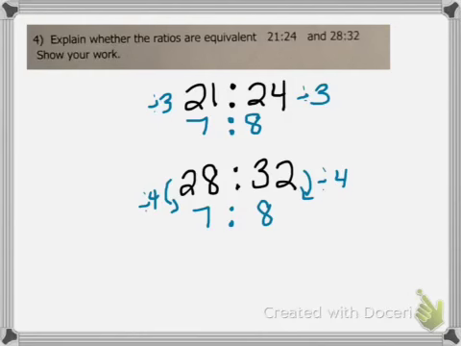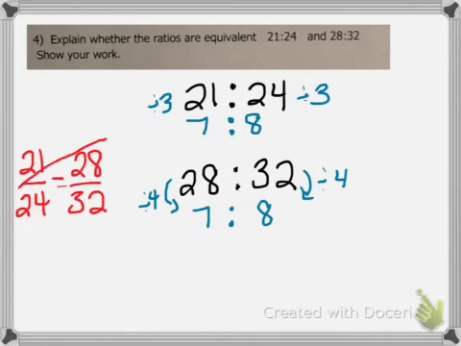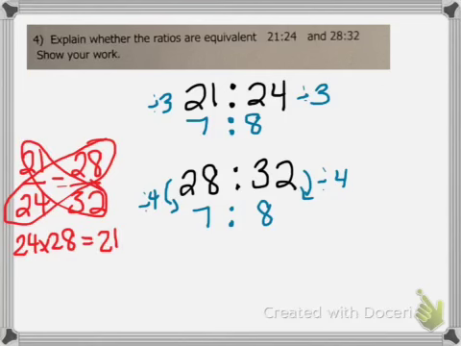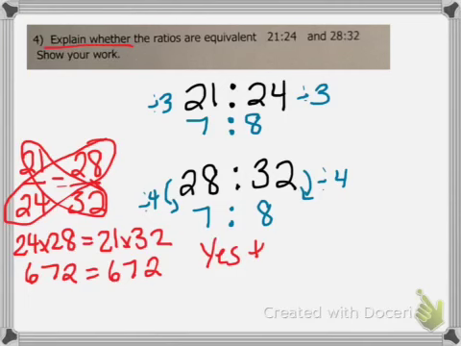I wanted to show the other strategy that we talked about in class, and that's by cross-multiplying. So if I write these both as fractions, 21 over 24 and 28 over 32, we can cross-multiply these. So 24 times 28 on one side, will it equal 21 times 32? The product for both of these is 672. So in this case, they are equivalent, and it says explain. So yes, they are equivalent.